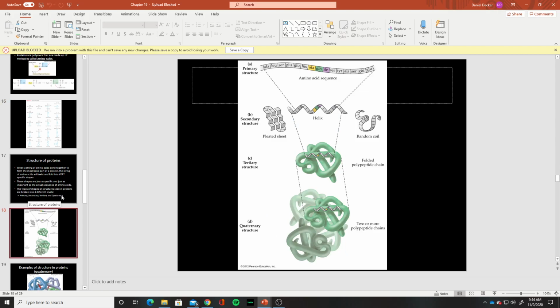More importantly, though, I do expect you to be able to recognize the 4 different tiers of protein structure. So primary structure versus secondary structure versus tertiary versus quaternary. So if I were to give you a helix like this, or a pleated sheet, I would expect you to be able to tell me that that is an example of a secondary structure. And if I were to give you something like this, where you have multiple chains interacting with each other, that would be a quaternary structure.